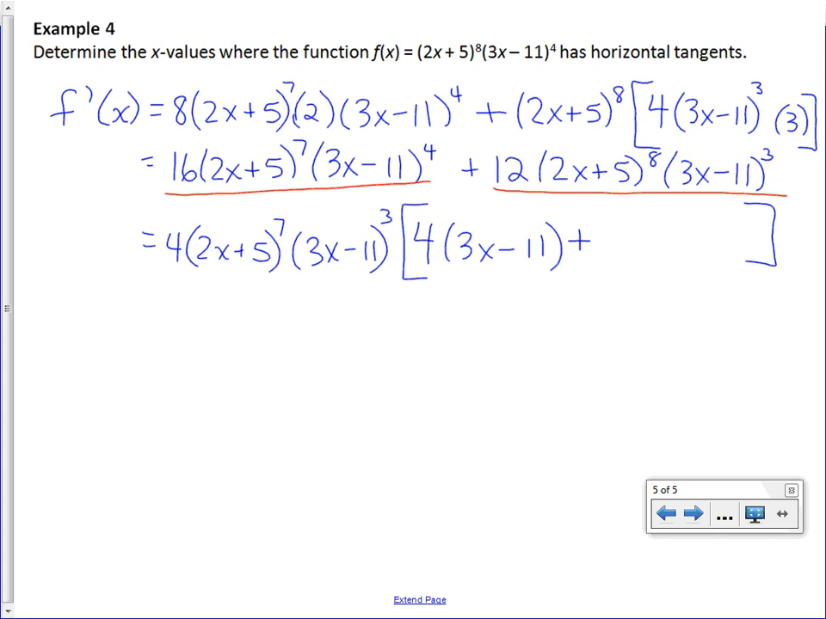Over here, there was a 12, you took out a 4. What's left over? 3. 2x plus 5 to the 8. You only took out 2x plus 5 to the 7, so I need a 2x plus 5. There's an extra one. But 3x minus 11 cubed, 3x minus 11 cubed.